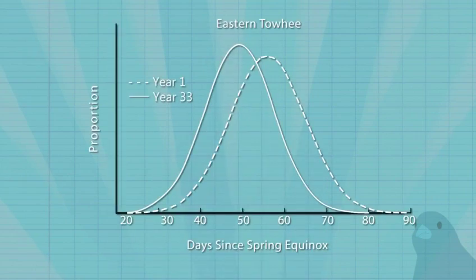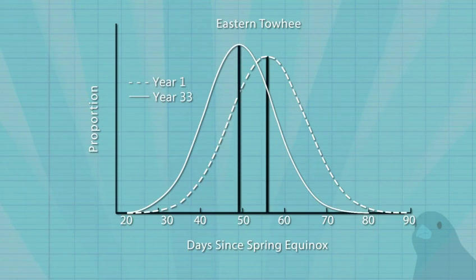Now we can compare the proportion of birds that arrived by a specific day for year 1 and year 33. It's obvious the mean for year 1 is later, with the whole curve moved along the horizontal axis to the right. The curve for year 33 is a bit taller and pointier because the data that year is less spread out, with a smaller standard deviation. And you can see that those first arrivals are happening at just about the same time. What's different between the 2 years is the proportion of birds that have arrived by a particular time.